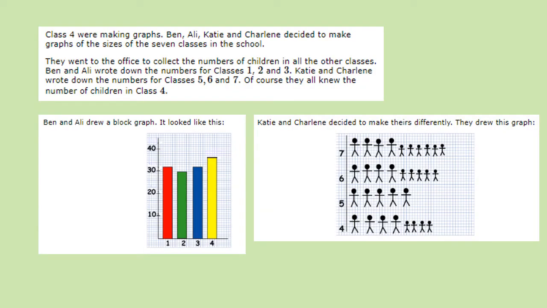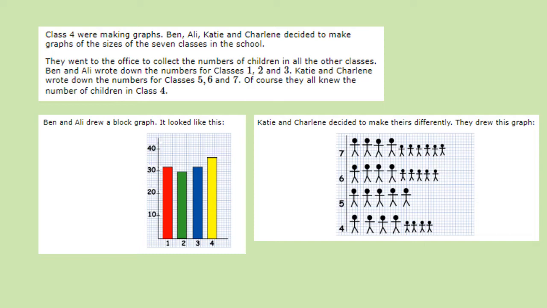Now here's the second problem. Let's have a read through. Class 4 were making graphs. Ben, Ali, Katie and Charlene decided to make graphs of the sizes of the 7 classes in the school. They went to the office to collect the numbers of children in all the other classes. Ben and Ali wrote down the numbers for classes 1, 2 and 3.